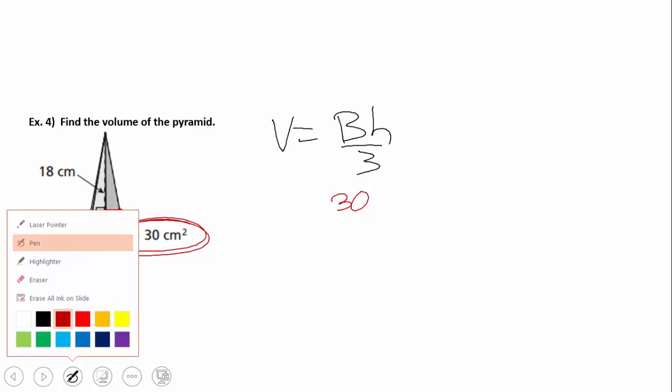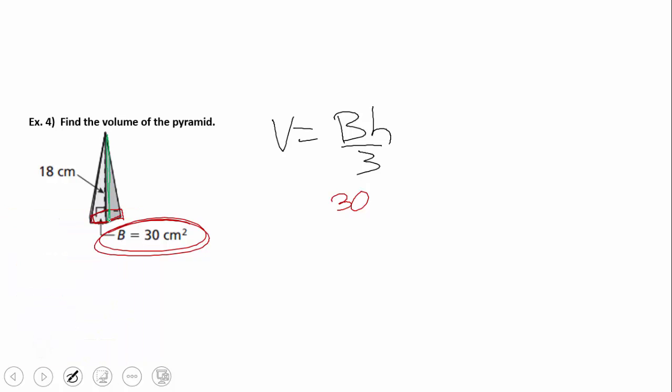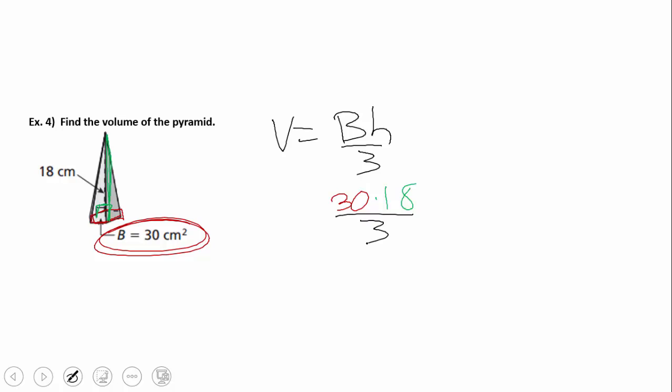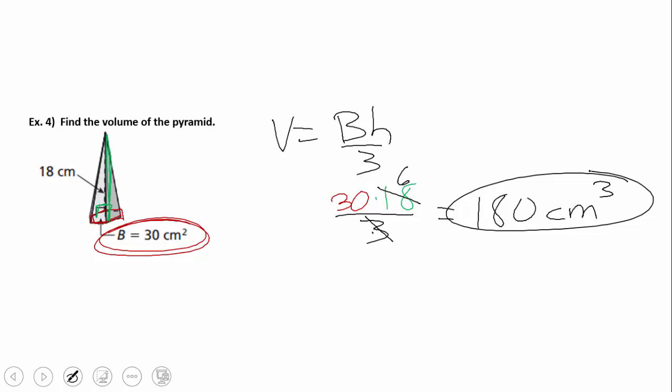And we're going to multiply that by the height of the pyramid, which we can see right here with that perpendicular line to the vertex is 18. And then, of course, we're going to divide this entire thing by 3. So you can simplify anywhere you want to on that one because 3 goes into 30, 3 goes into 18. Doesn't matter. I think multiplying by 30 is easier, so I'm going to take this 3 and go into that 18 6 times. And 30 times 6, that is right, 180. 180 centimeters, and it's cubed because we're talking volume.